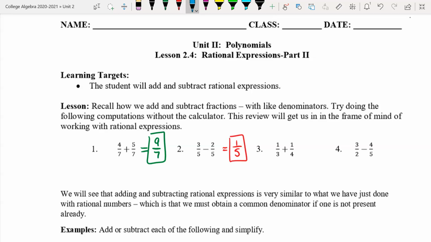Number 3, they do not have the same denominator, so I need to change that. I'm going to multiply 1/3 by 4/4 and 1/4 by 3/3. When you do that, you get 4/12 plus 3/12, which would be 7/12.